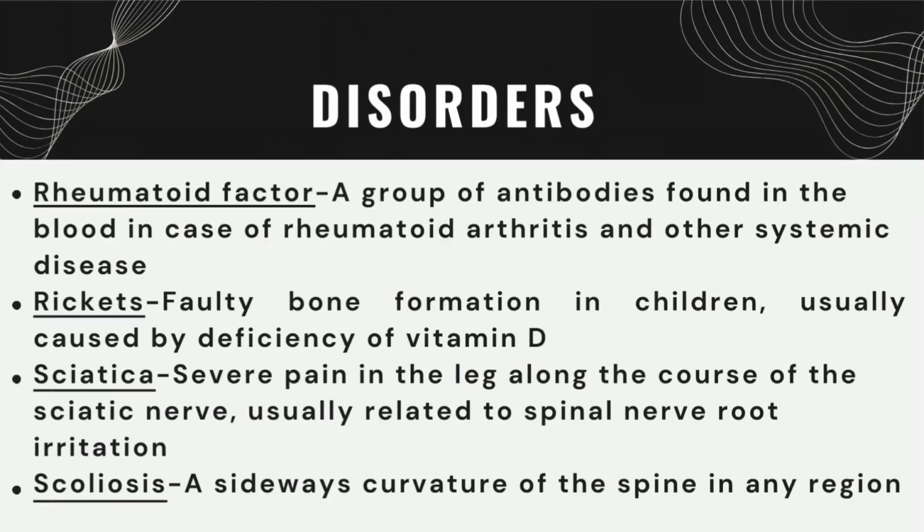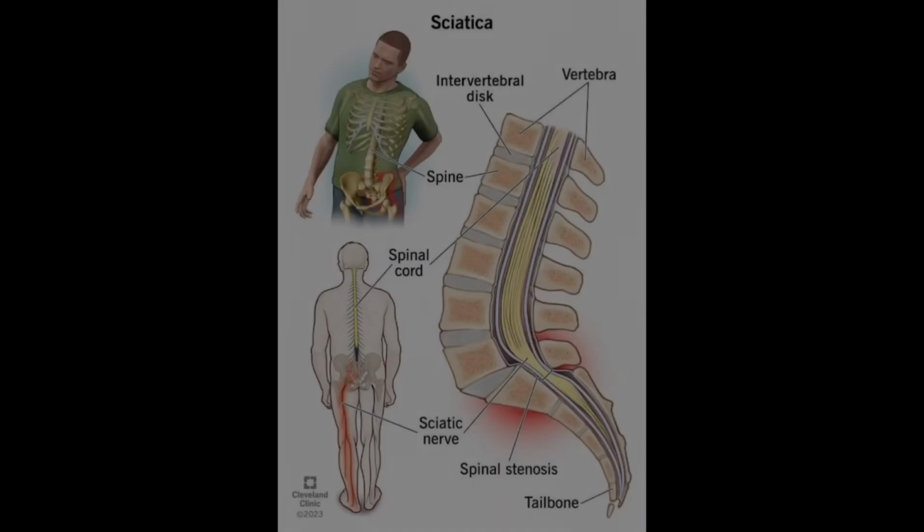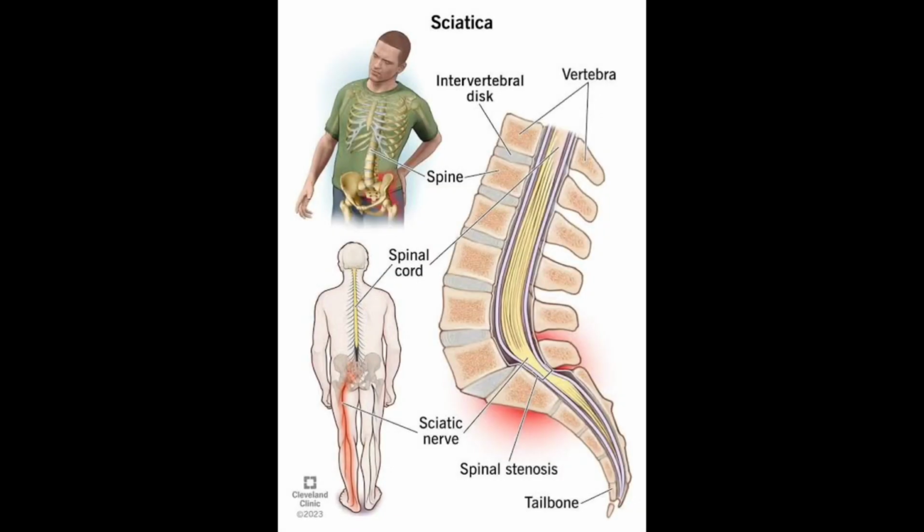Sciatica. Sciatica is a severe pain in the leg along the course of the sciatic nerve, usually related to spinal nerve root irritation. One of the most common causes of sciatica is a herniated disc in the lumbar spine or lower back, and it may also be caused by trauma or injuries such as falls and car accidents.